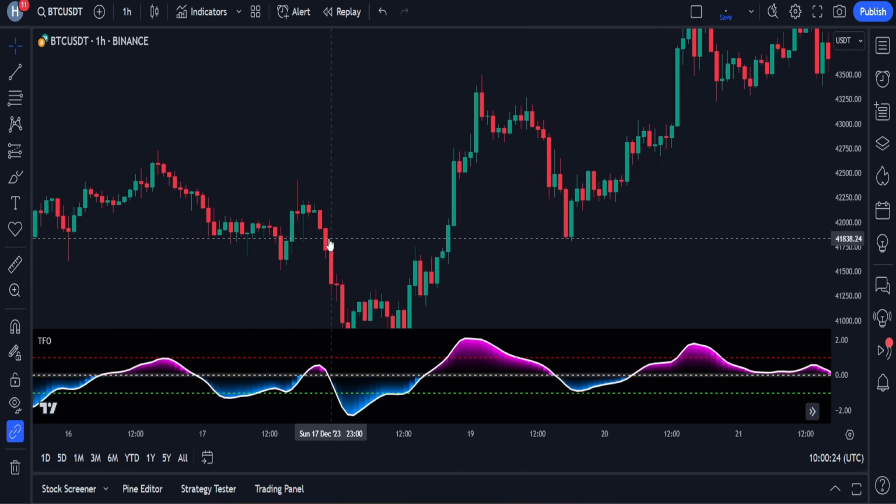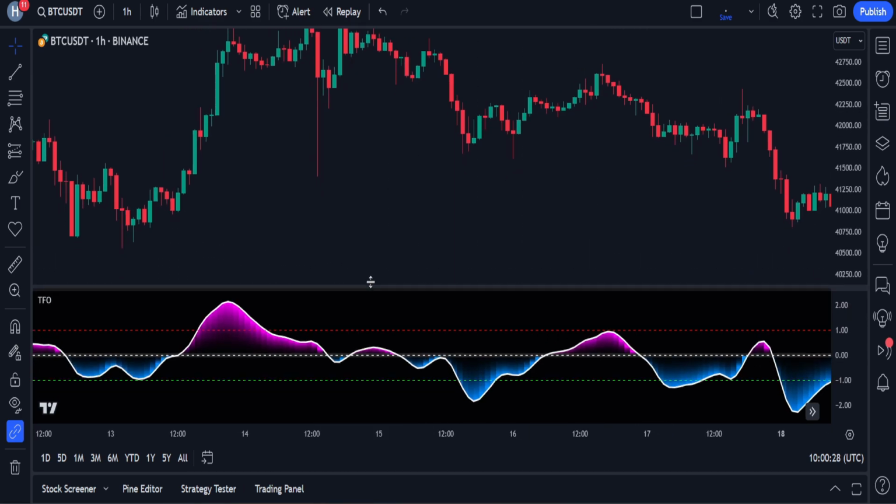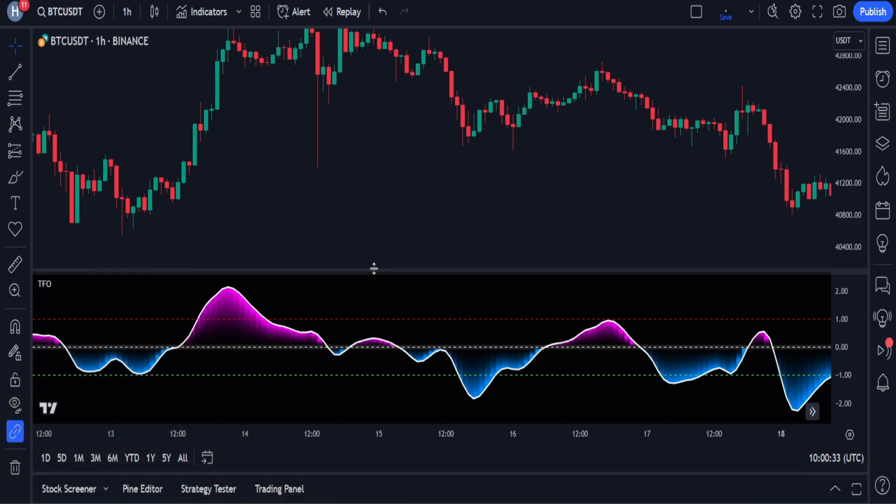It's an oscillator and fluctuating above and below the center line, which is 0. This indicator was originally formulated by Dr. John Ehlers, and it's an excellent oscillator for evaluating momentum and direction of the market.